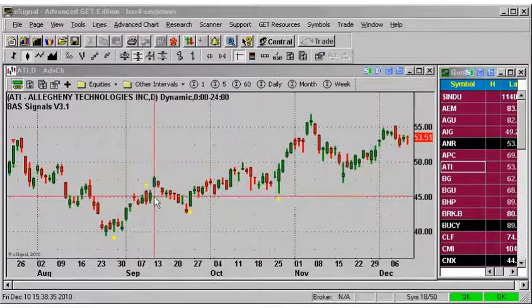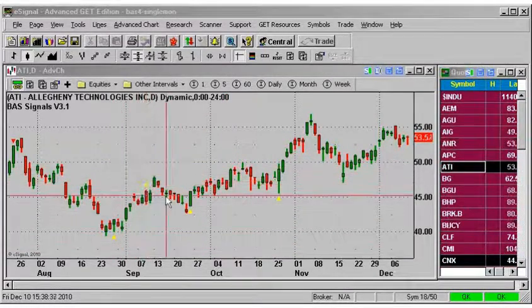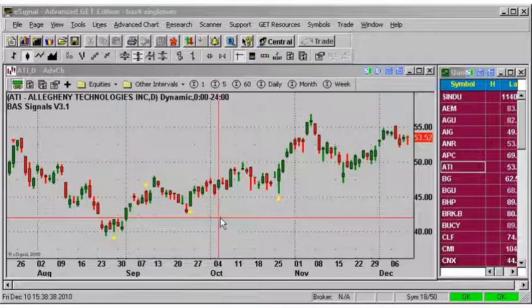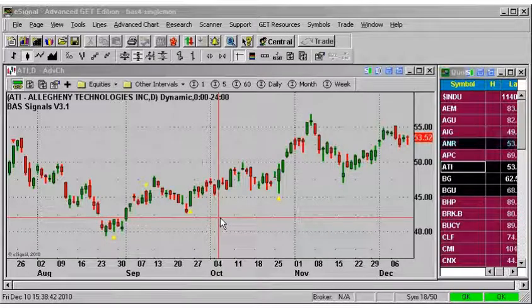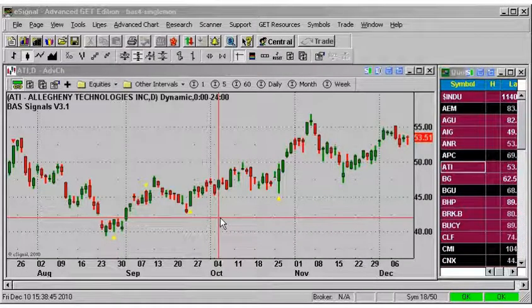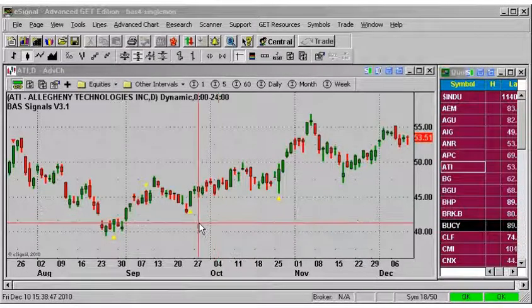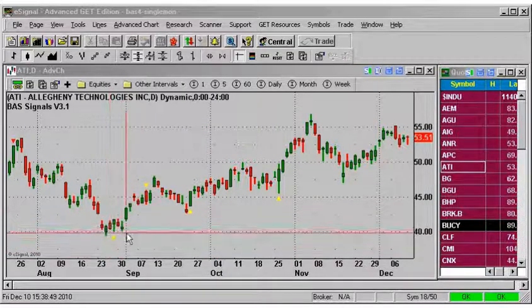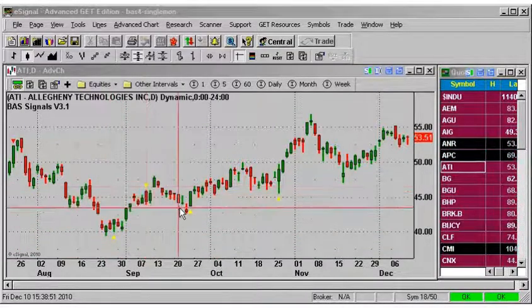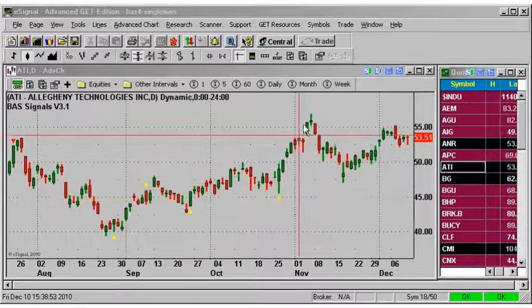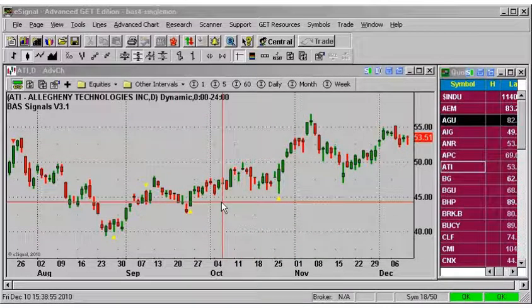The yellow colored signals, either up or down, represent multiple bars, which means that BAS is predicting that multiple bars will be generated in the direction of the signal. So here it does, they go up. Here they go down. Here it goes up. Here it goes up. So these are good signals.